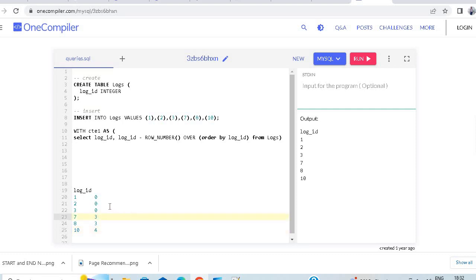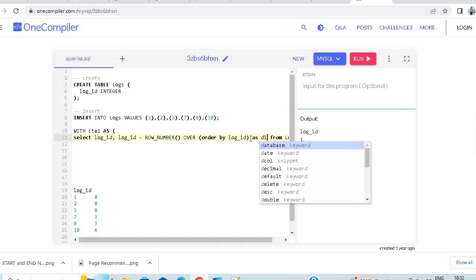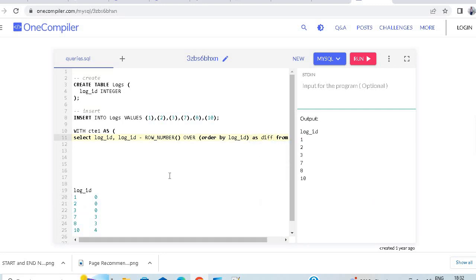Okay, so if you see the pattern, if I do group by on this number, I will call that number the difference. If I do group by on the difference and find out min and max out of it, I will get my expected result, right? So let's try that.